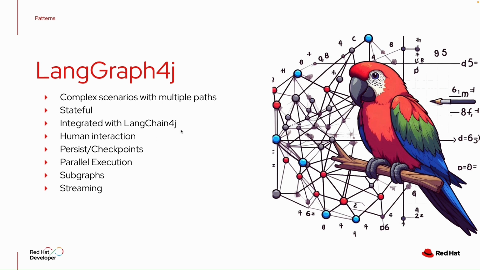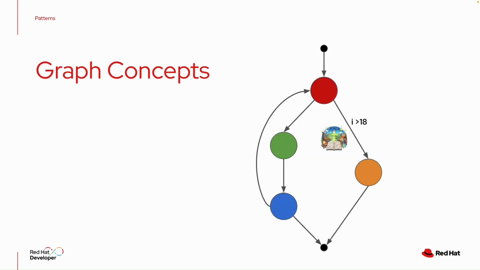But one of the great things about LangGraph4j is that it's integrated with LangChain4j. So basically, LangGraph provides you these graph capabilities to interconnect nodes, to have human interaction, and so on. And then you use LangChain4j to put the AI part into each of these nodes.